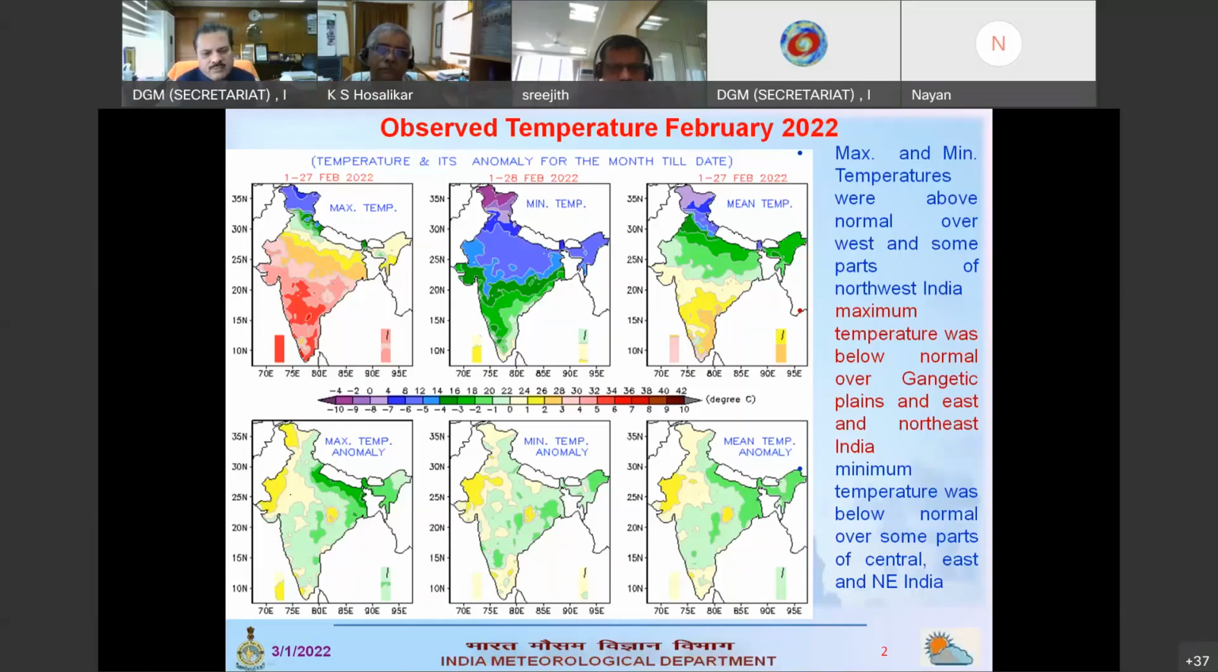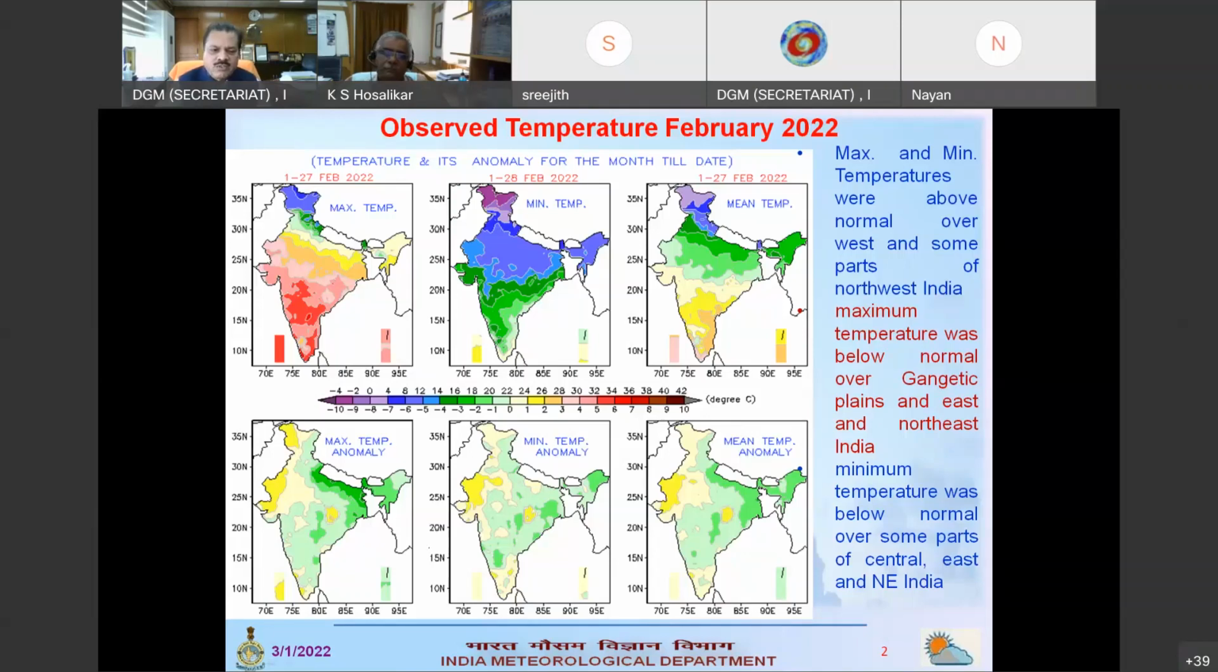At the same time, along the Indo-Gangetic plains, especially adjacent to the foothills of the Himalayas, and parts of eastern India and parts of northeastern states, the temperature was below normal. So maximum temperature has been above normal over west central and parts of northwest India, and below normal over Gangetic plains, eastern India, and some parts of northeastern states. It has been near normal over remaining parts of the country.